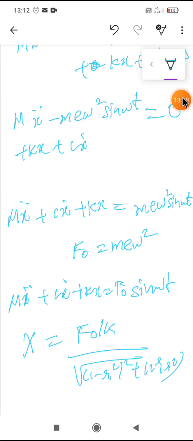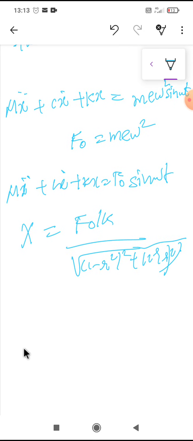Now this term, that is 1 upon under root of (1 minus r square) whole square plus (2 zeta r) whole square, we can write as the magnification factor, as we know. So we can write x is equal to f0 by k into M.